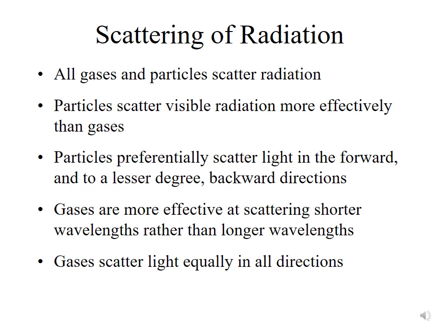Gases do scatter light, but they're more effective at scattering shorter wavelengths rather than longer wavelengths. So if you think about gases in the atmosphere that scatter the different wavelengths of visible radiation, the shortest wavelengths of visible radiation are the blues, and the longest are the reds. So these gases are more effective at scattering blue light than red light, and that is one of the contributing factors to creating the blue sky. The other thing to note about gases is that they scatter light equally in all directions. So their phase function is like a perfect sphere.